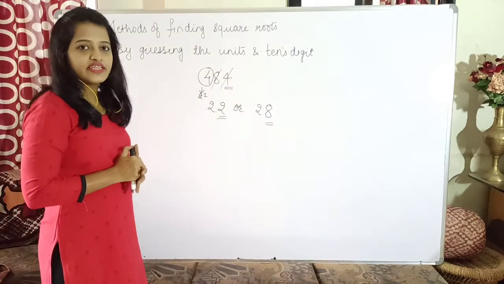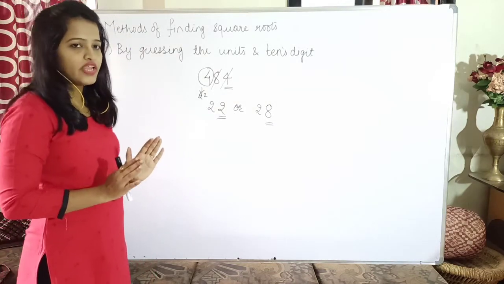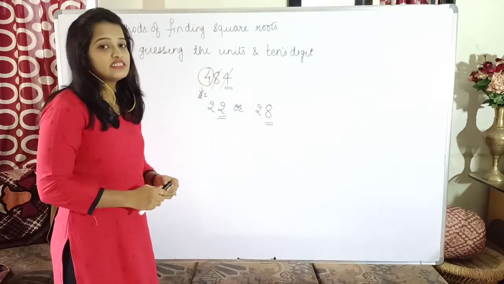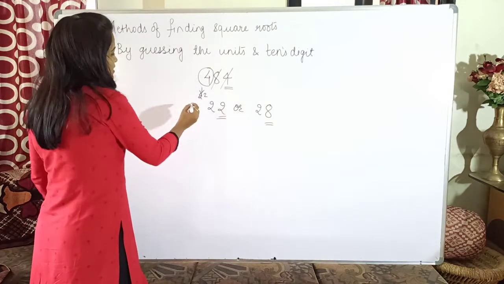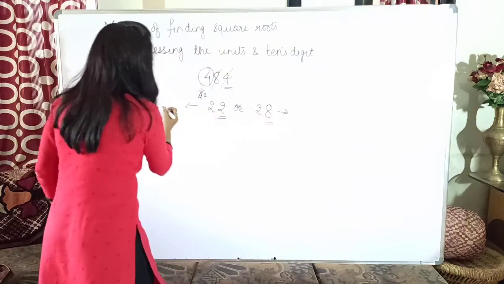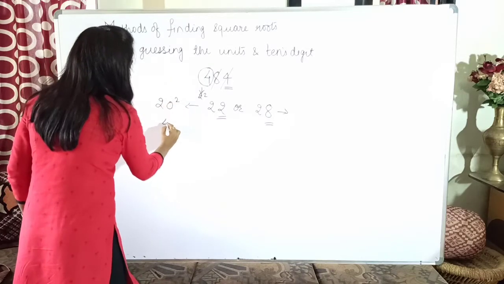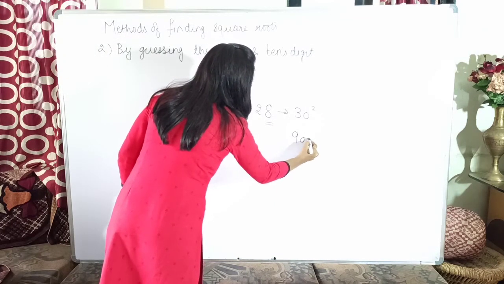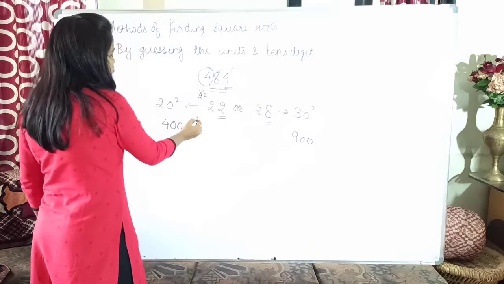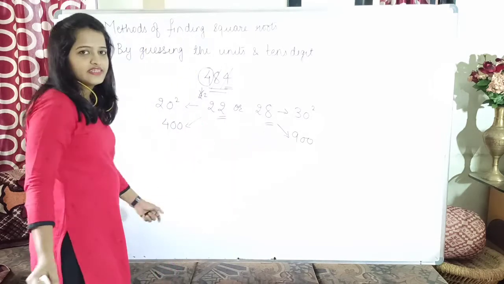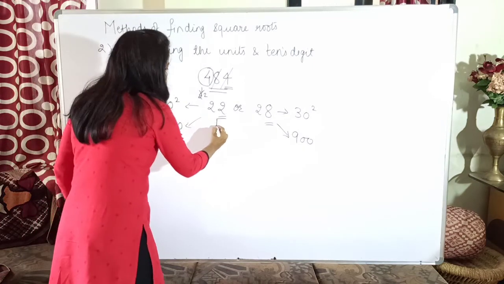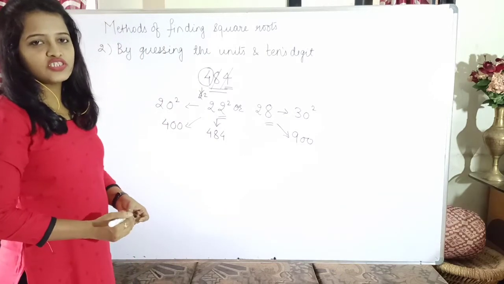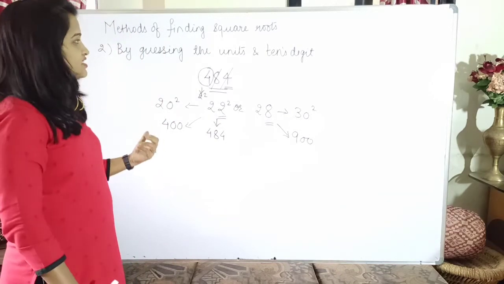How will you find then? I have just got two values, that 484 will be the square of either 22 or 28. But whose square is it exactly? How can we find? Now let us check the end values. Here 20. What is the square of 20? 400. Here 30. What is the square of 30? 900. Now 484 is nearer to 400 or 900? It is nearer to 400. So hence it will be the square of 22. Okay, so this way you have to find by just guessing the digits.